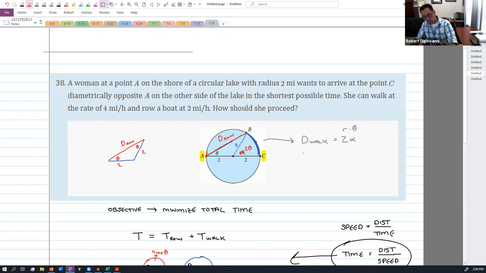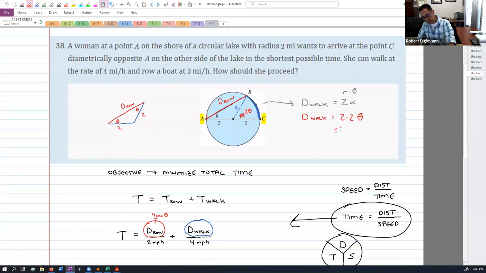So the distance we walk will actually be 2 times 2 times theta, which is just 4 theta. And that means that this is 4 theta.